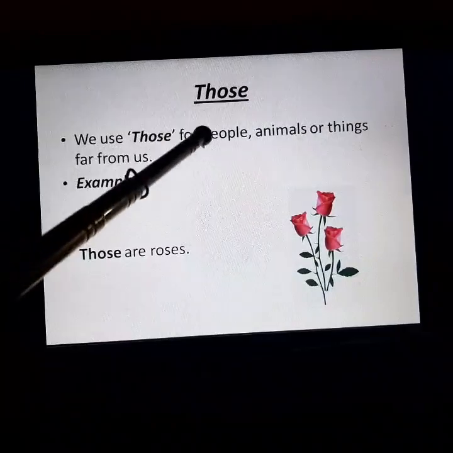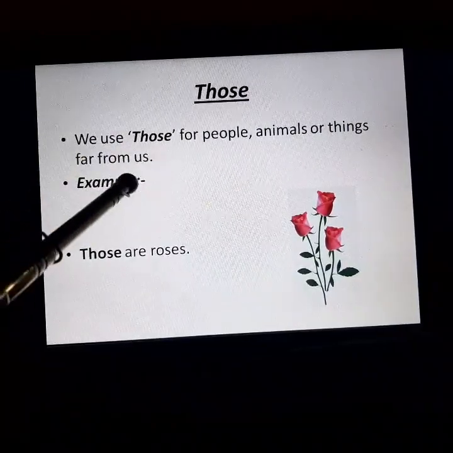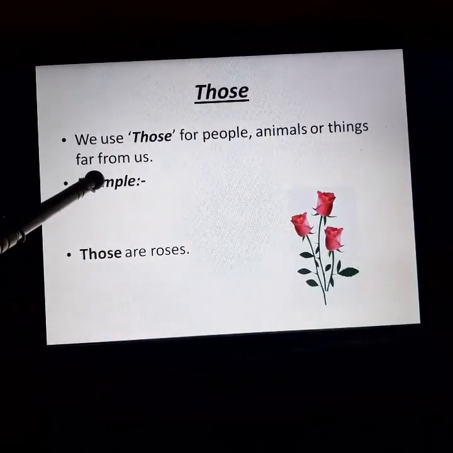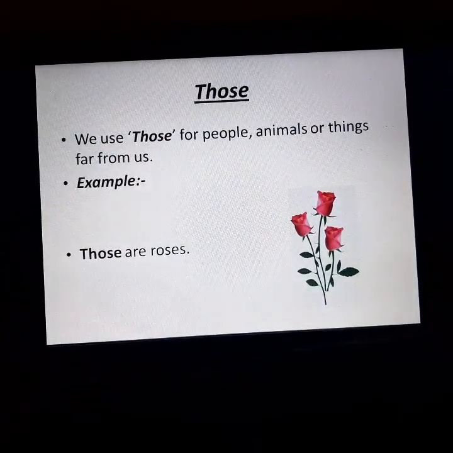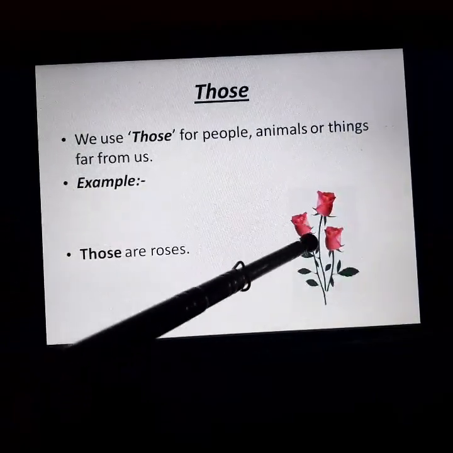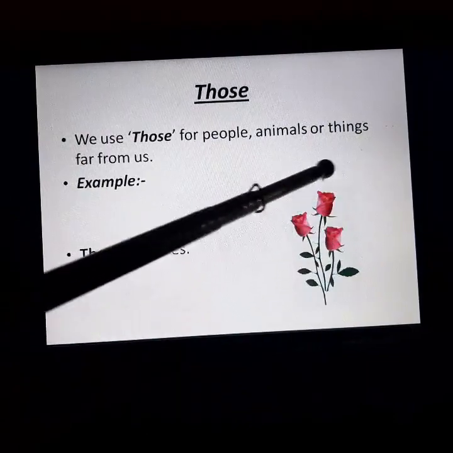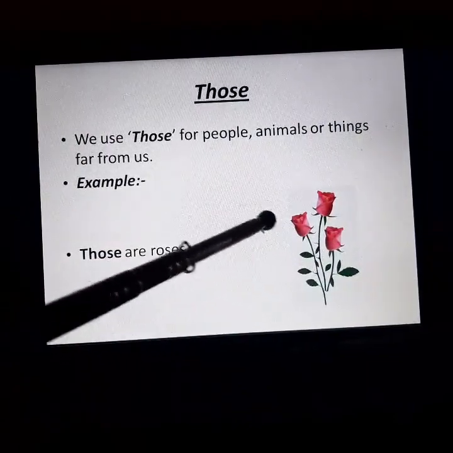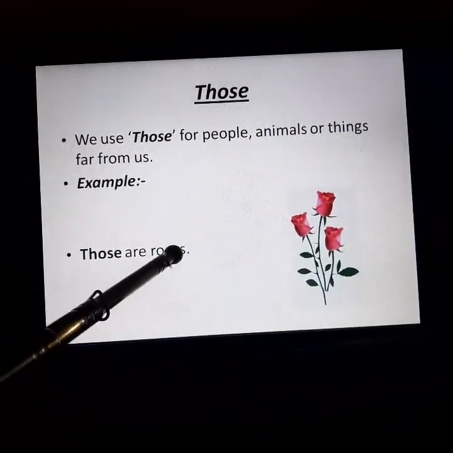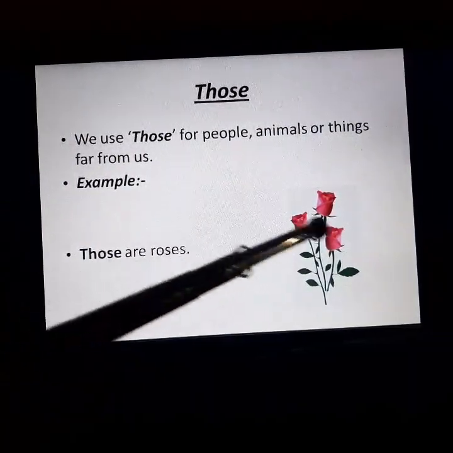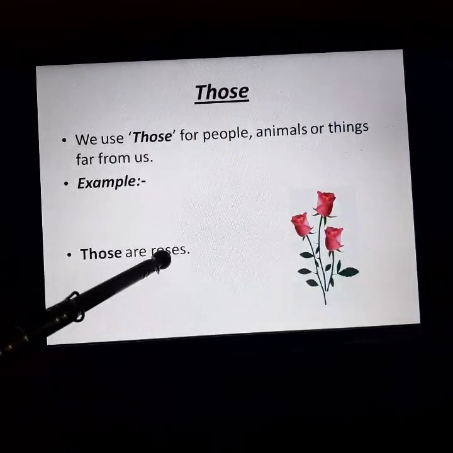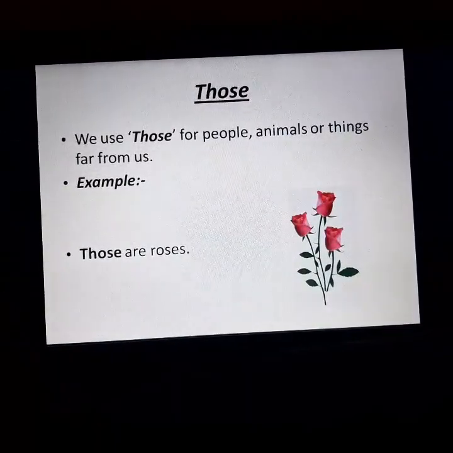Now let us see those. Those are used for people, animals or things that are far from us, that are not near us. Now here we have picture of a rose. Now there are more than one rose. So we are going to use those. Those are roses. And these roses are far from us. So those are roses.